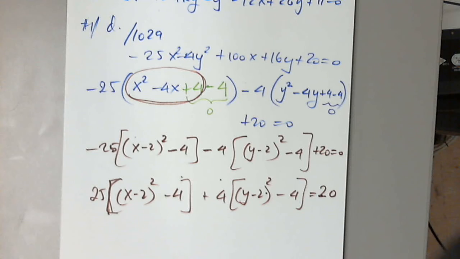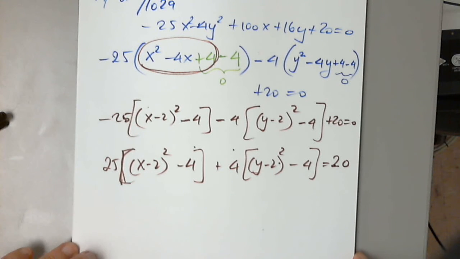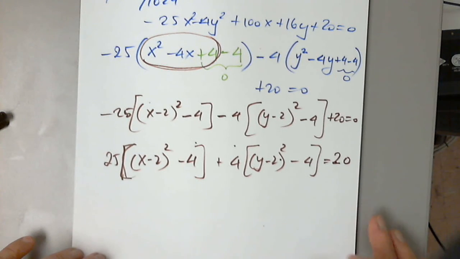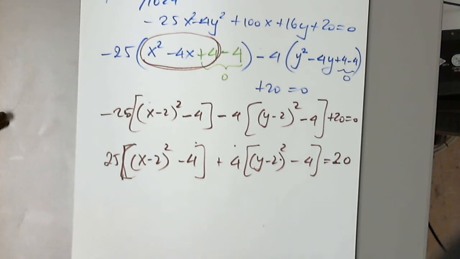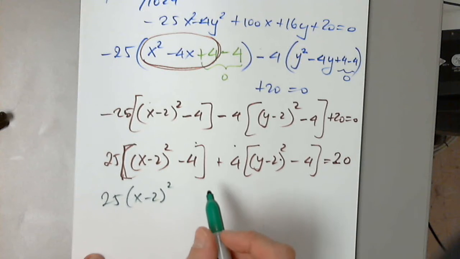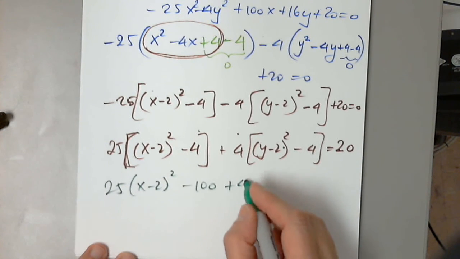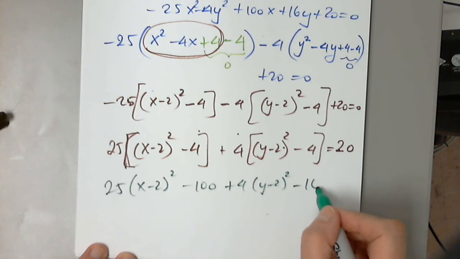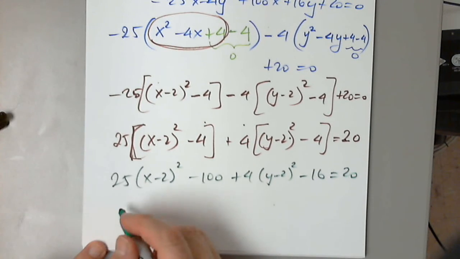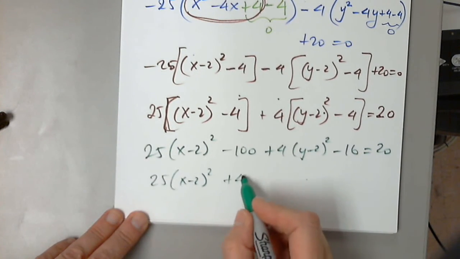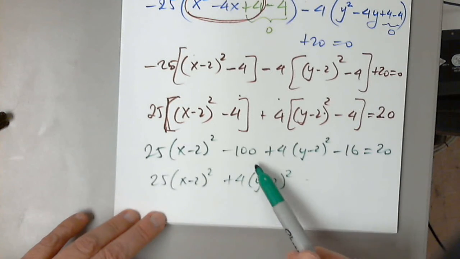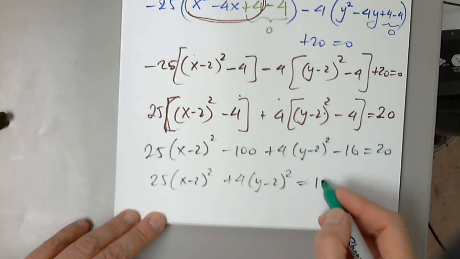I can already say what this is. Can anyone say what this is? What we expect it to be? Since everything is positive, I'm assuming I can make a 1 here. We'll see. I will still have negative 25 times negative 4. Okay, so 25 times (x minus 2) squared minus 100, plus 4 times (y minus 2) squared minus 16, equals 20. And yes, indeed, all terms will be positive. Which situation is that? When all terms are positive, I never have to worry about negative. So this is 136.